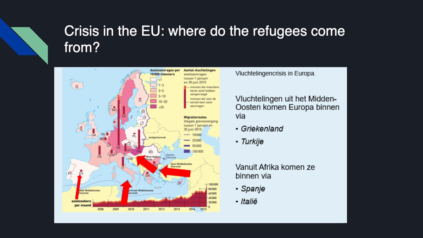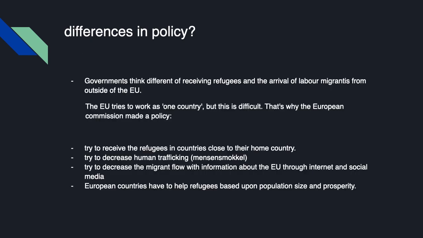And from Africa they enter through Spain and Italy. But what to do with them? They can't stay in that country because otherwise it will be full of migrants and there's no place for them at all. So you have to create a policy. And governments think differently about receiving refugees and the arrival of labour migrants from outside of the European Union. The European Union tries to work as one country, but this is very difficult, and that's why the European Commission made a policy. They want to try to receive refugees in countries close to their home country.